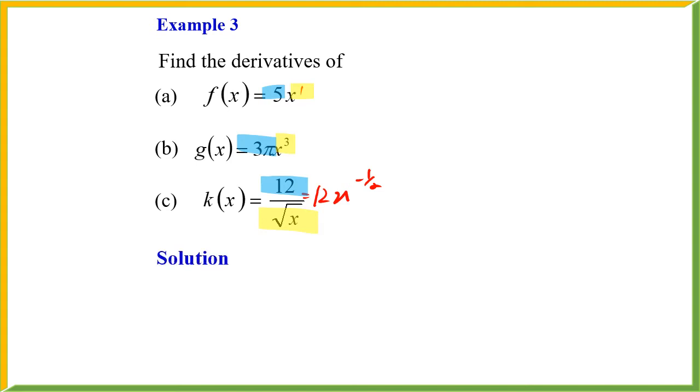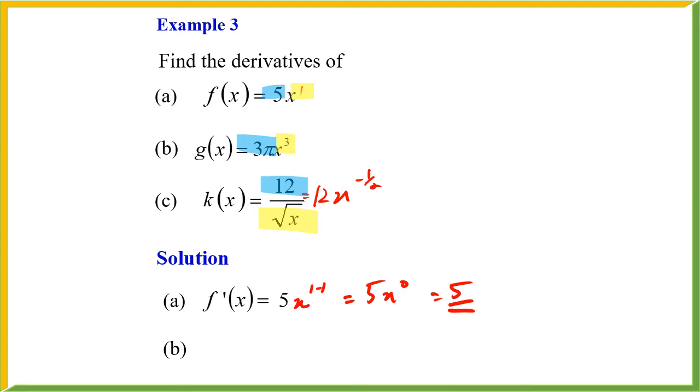So for question A, f(x) is equal to 5x, then the derivative will be, by step, 5 times x to the power of 1 minus 1. So it will be 5 times x to the power of 0, which is equal to 5.